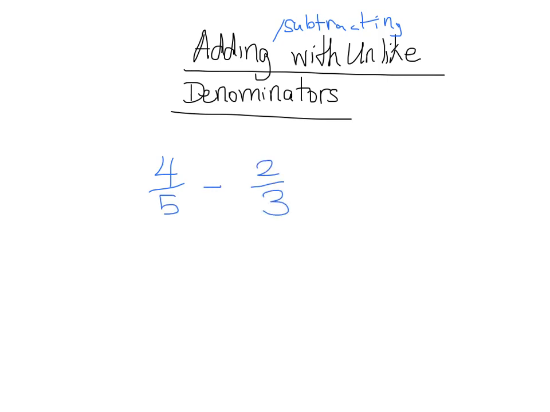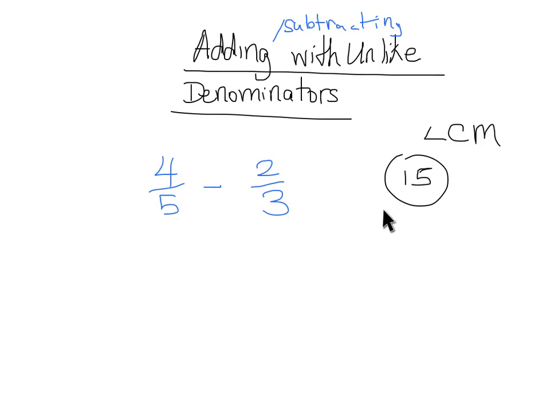Now we have unlike denominators. We cannot add or subtract if we have unlike denominators, so we have to change them. The first thing we have to do is find the lowest common multiple. Actually, any common multiple will do for the denominators, but the lowest is the easiest to work with. So our lowest common multiple of 5 and 3 is 15.